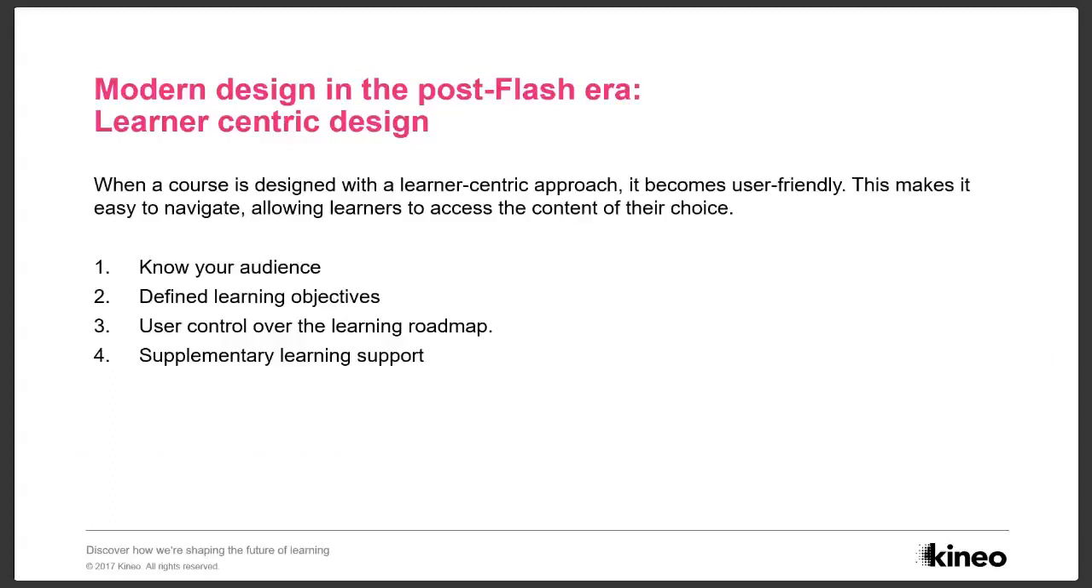Also, in learner-centric design, we need to specify the objectives when the course starts, or well before the course, so that learners know what they are going to cover within that course or module. Users should have a clear understanding of the controls so that they can move between different areas of the course whenever they want. They should also have supplementary items along with the course, like PDFs, videos or resources, so that they can link it back with what they have learned.